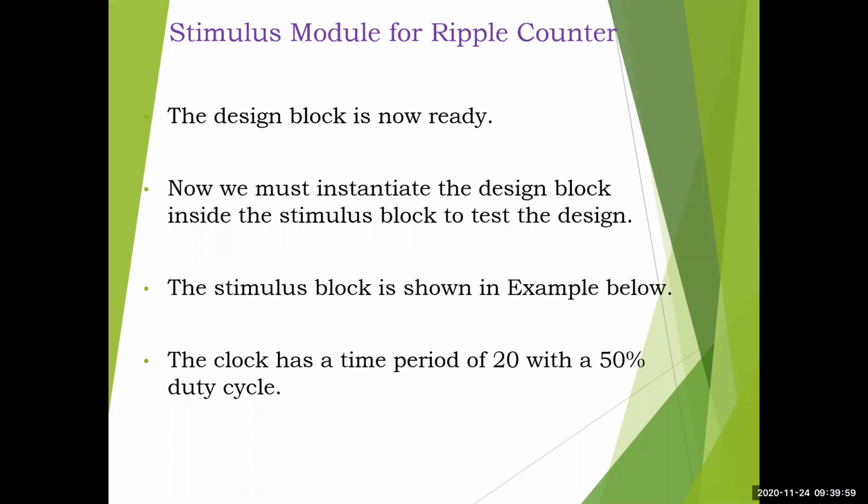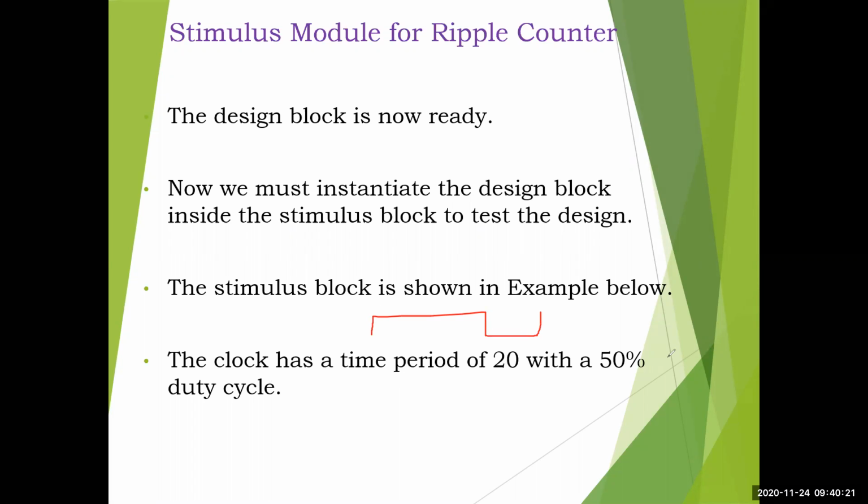Now we must instantiate the design block inside the stimulus block to test the design. Okay, testing is very important. The stimulus block is shown in the example below, and what you observe here is the clock has a time period of 20 with a 50% duty cycle. So time period 20 means one cycle. Up and down, that is one cycle.